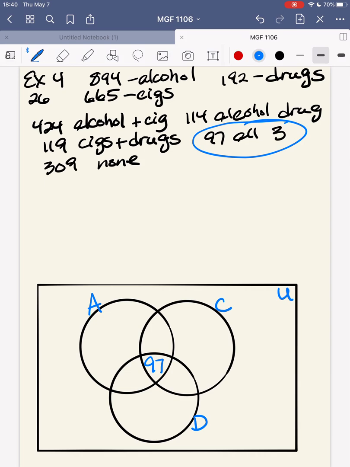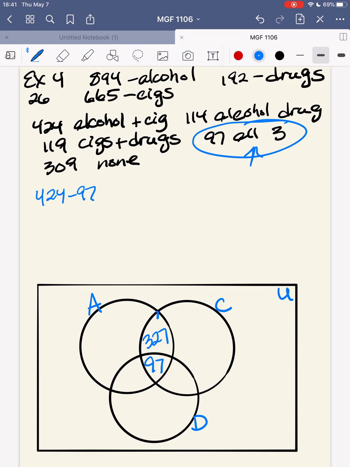Okay? Now I want to look at maybe alcohol and cigarettes, so A and C. Okay, which is here. And I have a total of 424 that do both of those things, but 97 of those people do all three. So I've got to take them out, which leaves me with 327 people that only do alcohol and cigarettes, and also not drugs. So you've got to take out the all three version.